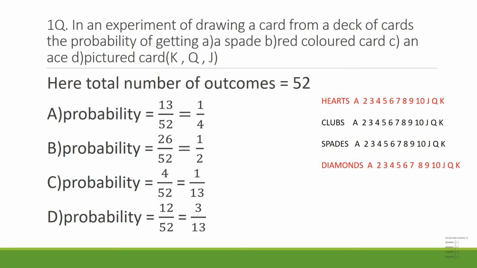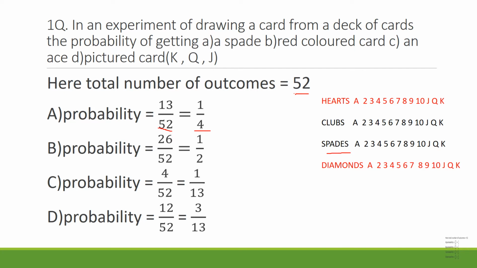Coming to the first question: in an experiment of drawing a card from a deck of cards, find the probability of getting A, a spade, B, a red color card, C, an ace, and D, a picture card: king, queen and jack. First of all we have to know the total number of outcomes. In a deck of cards we have 52 cards, so the total number of outcomes will be 52. First question, getting a spade. We have 13 cards of spade, so the probability will be 13 by 52, which equals 1 by 4.